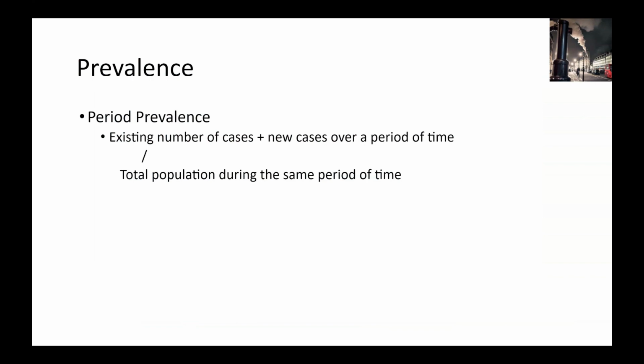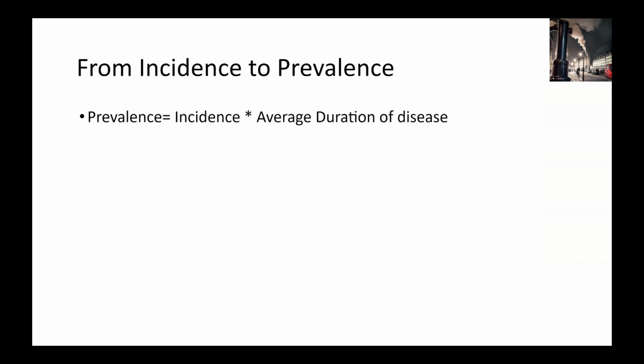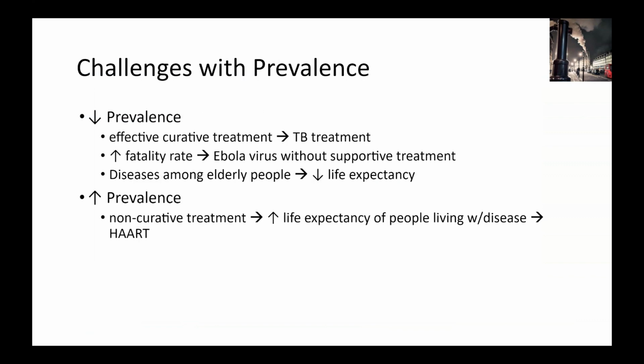Also, period prevalence won't be very useful for planning health actions, as we can't see how fast the disease develops in our population. To estimate the prevalence, we can multiply how often new cases happen by how long the disease usually lasts. Many things can change prevalence, like how good our treatments are, how many people die from the disease, and if people are living longer or shorter lives.